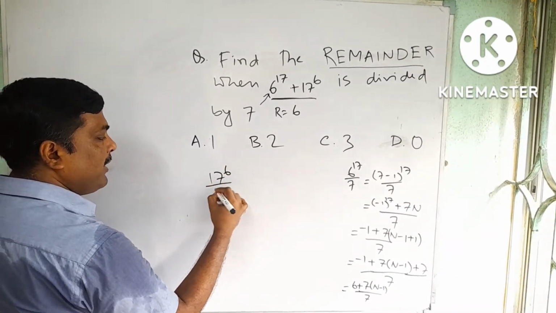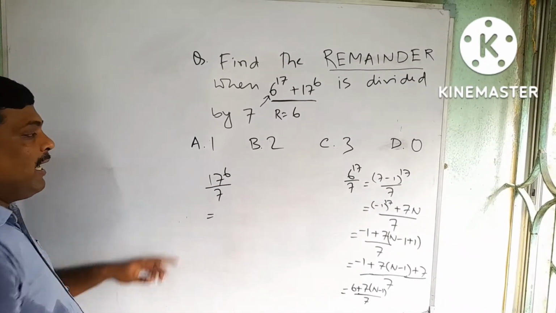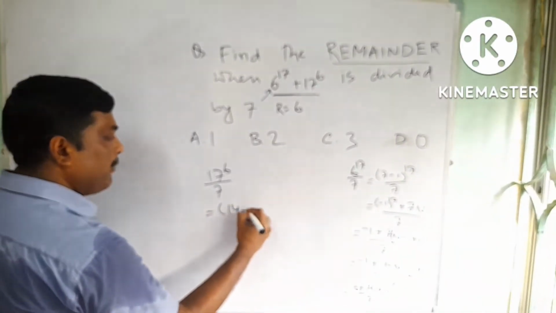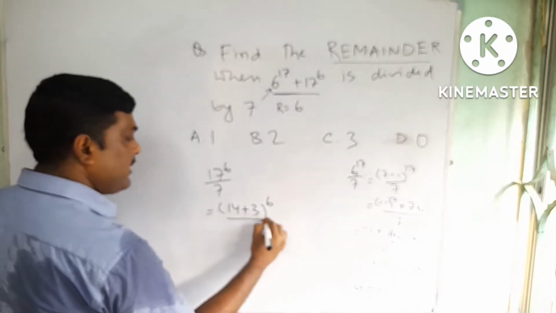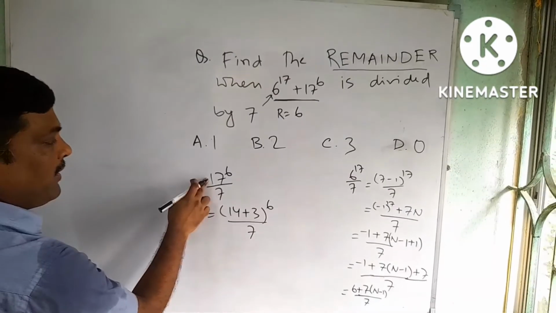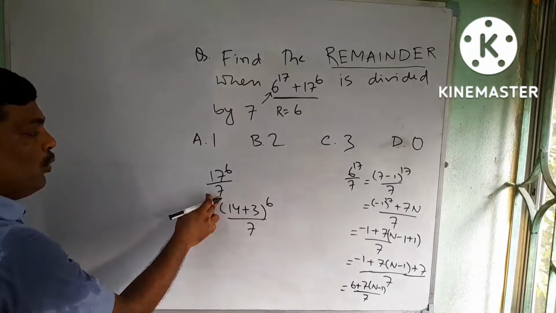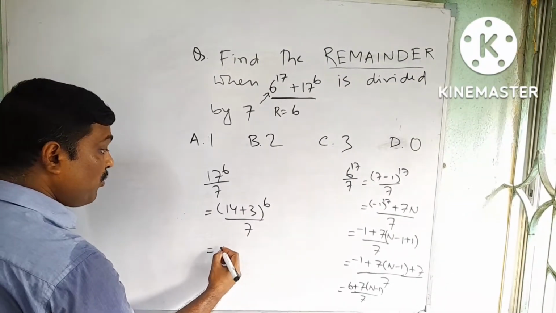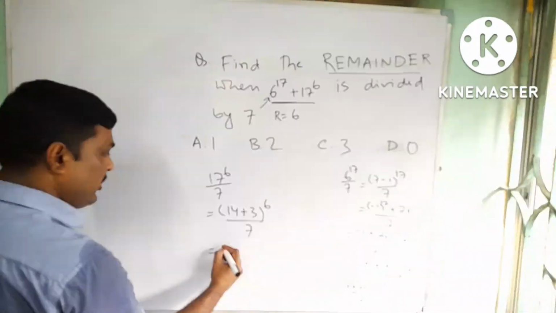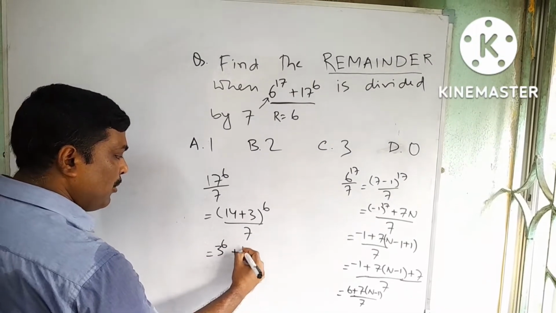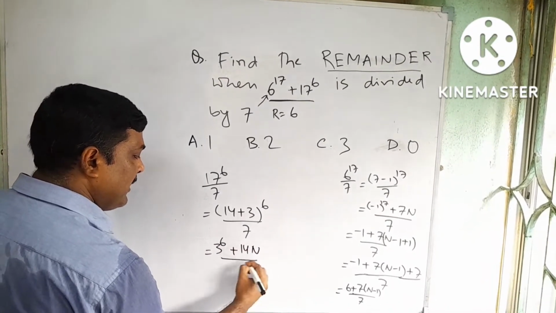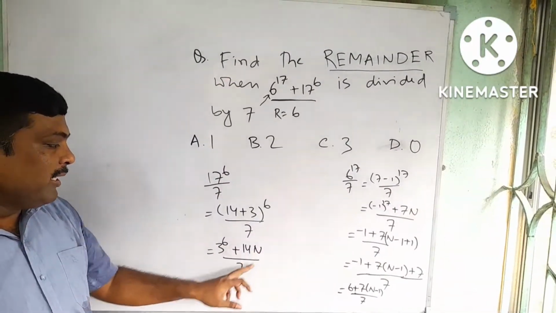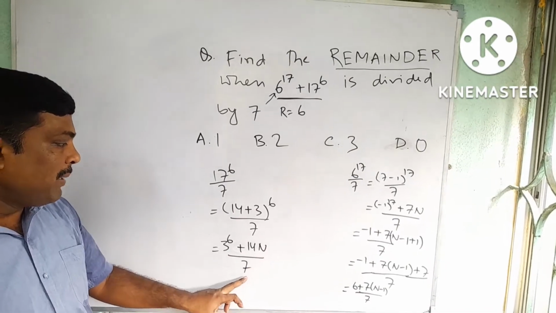17 to the power 6 divided by 7. 17 can be written as 2 into 7, that is 14, plus 3. So 17 to the power 6 divided by 7 is (14 + 3) to the power 6 divided by 7, which is 3 to the power 6 plus 14 into some natural number n, divided by 7.